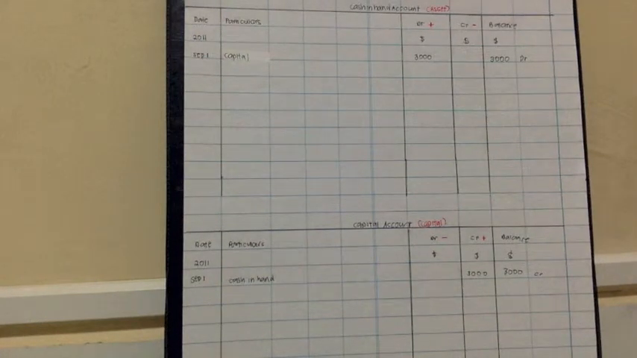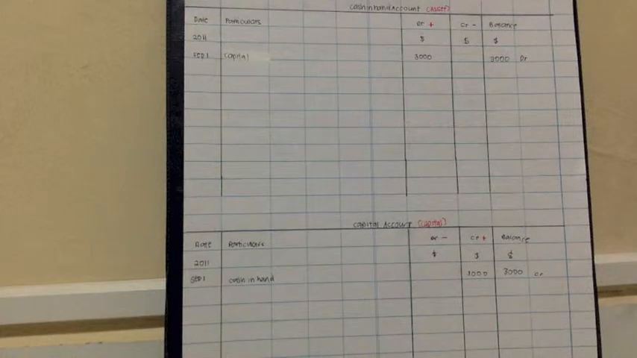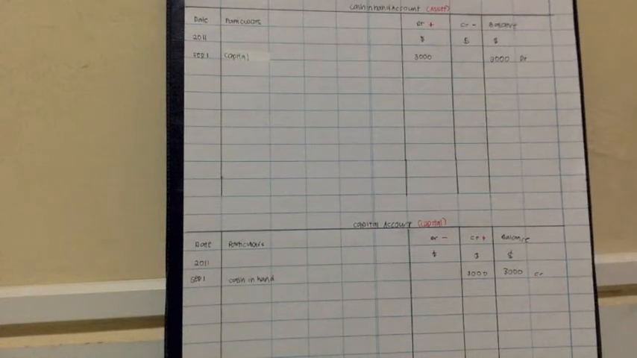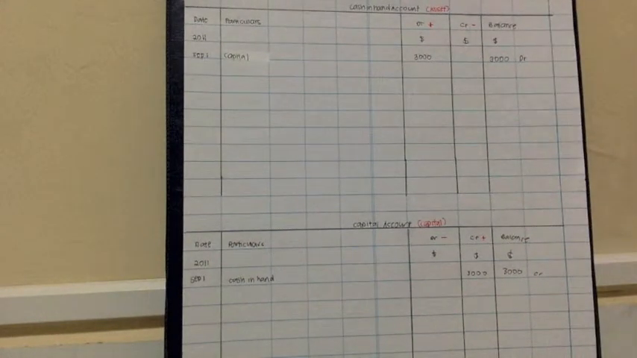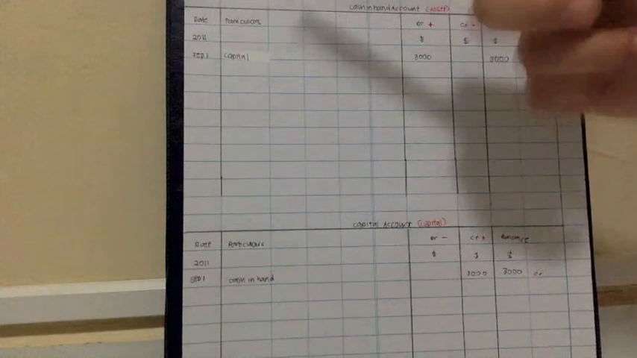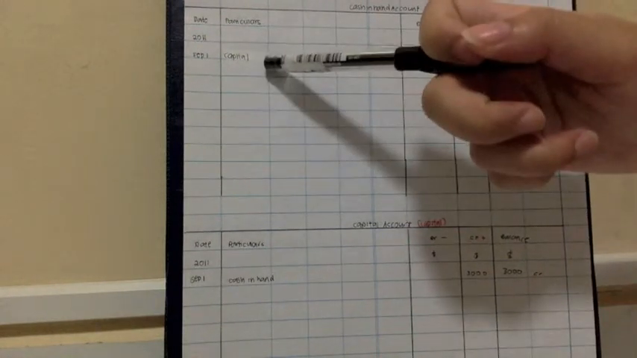DAE, assets, being debit nature, debit plus, credit minus. So in your first transaction, the date is 2011, September the 1st. And cash in hand is being debited, debit 3,000. So therefore, your balance is actually 3,000 debit. And for the particulars, you actually take the opposite, which is capital. It also explains why your cash in hand increases by 3,000. It's because of your owner's contribution, capital.